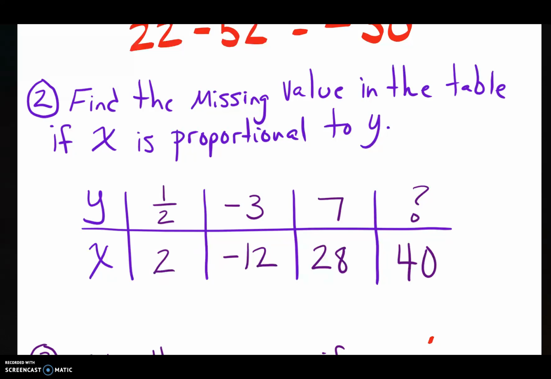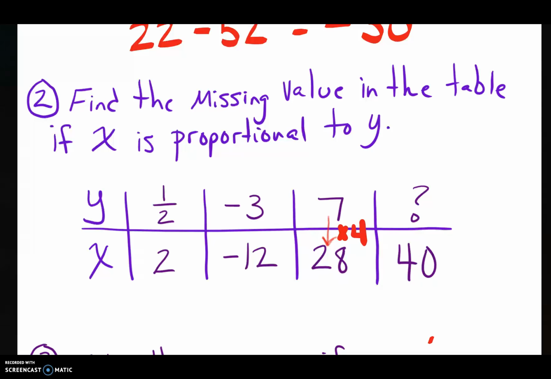Number 2 says find the missing value in the table if x is proportional to y. So you're looking for a pattern relating y and x. If you're looking from the top to the bottom or the bottom to the top, it's going to work. Let's take a look at maybe the third column. And we would ask ourselves, how do you get from 7 to 28? What do you multiply by? You're going to multiply 7 times 4 to get 28.